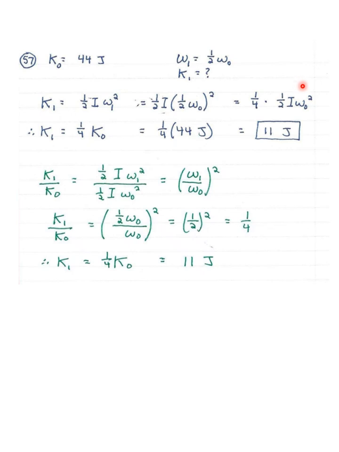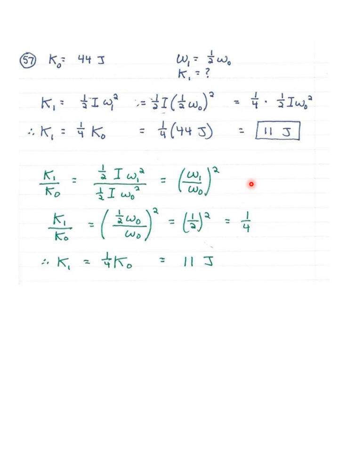Well, 1/2 I omega naught squared is the original kinetic energy. So we can say that it's 1/4 of the original kinetic energy. So that's what I've written out here. And 1/4 of 44 joules is 11 joules. Let me show you another technique for solving this problem, and you can decide which one you like better.